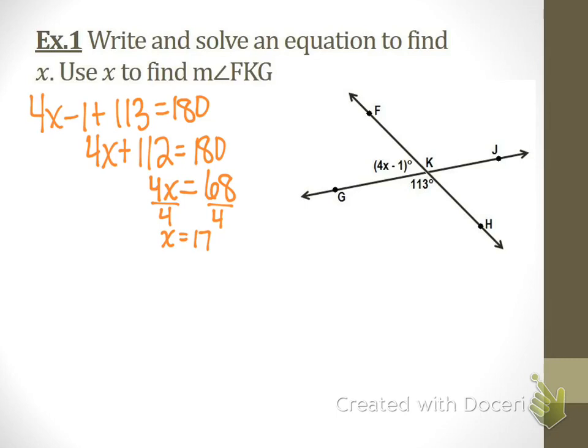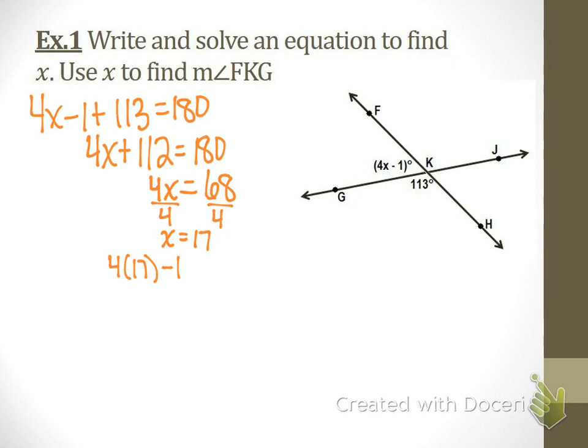Okay, x equals 17, but then to finish this, they want us to use x to find the measure of that angle. We're using x, that means we're doing what with it, Sydney? Yes, we would plug it in for x.